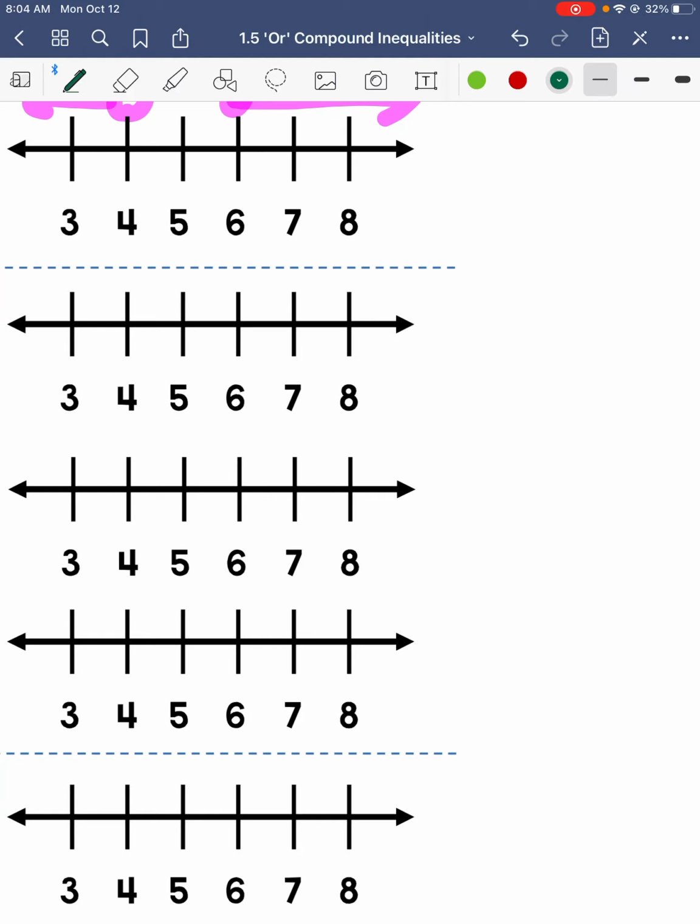So this inequality, I'll just write it off to the side again, was x such that x is greater than or equal to 4, or x is greater than 6. Okay, so let's do this on different graphs again. So x is greater than or equal to 4. So our dot's going to go above 4, and it's going to be closed, and it's going to be going this way to the bigger numbers.